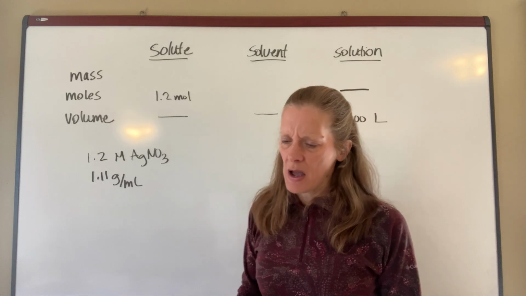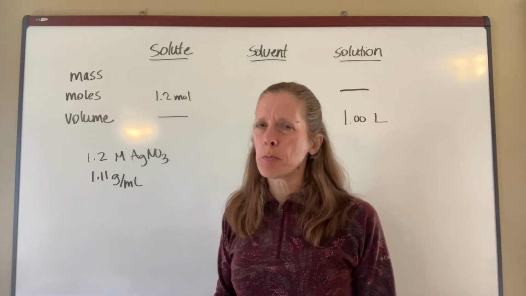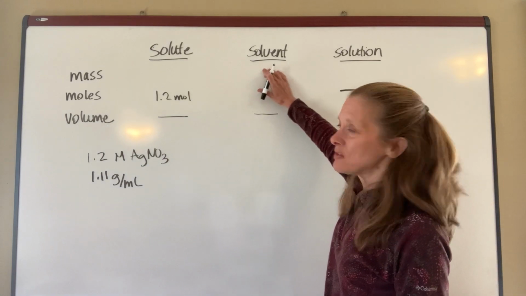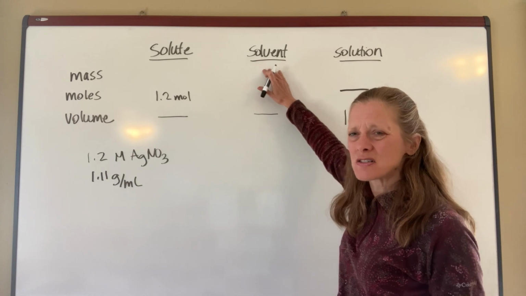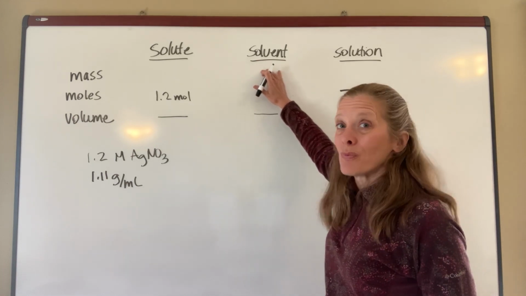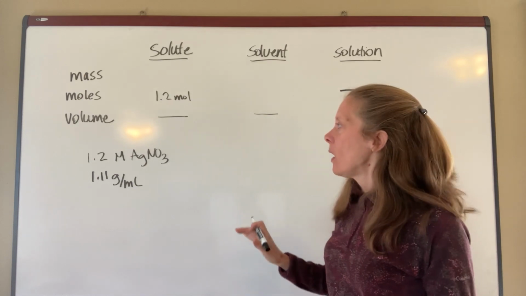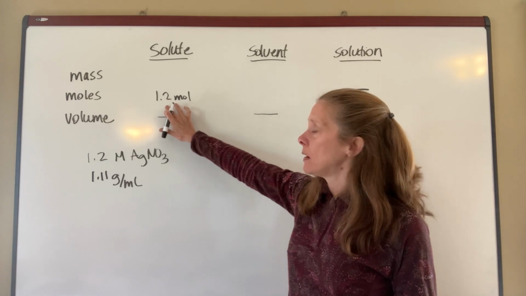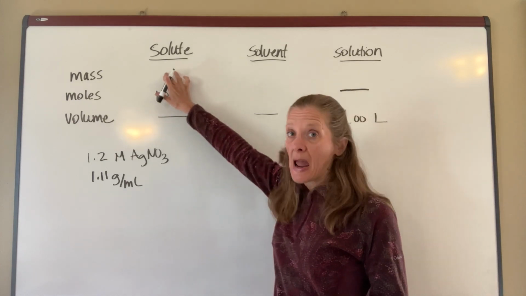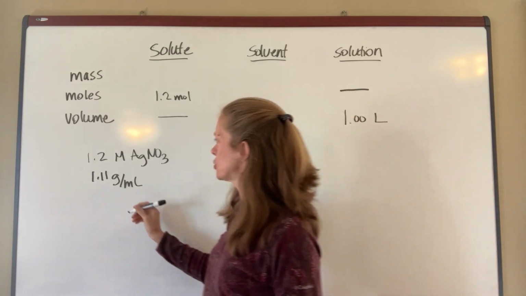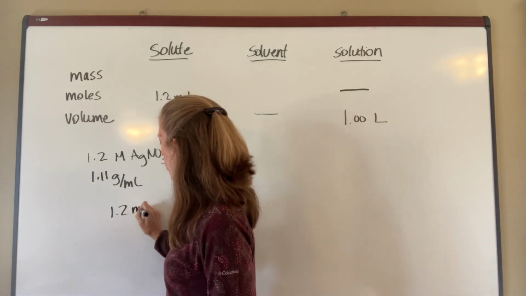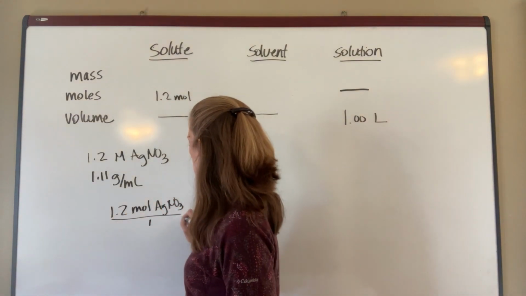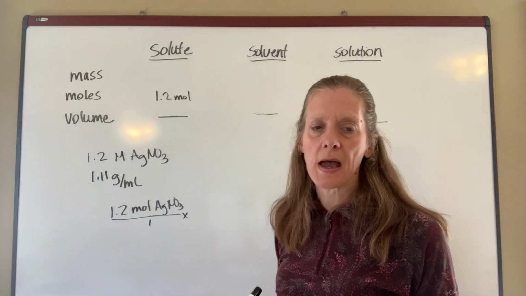Okay, now if I'm supposed to find the molality, I need moles and I need the mass of the solvent. Well, how on earth am I going to get the mass of the solvent? Okay, what can I figure out? So let's start with that. Well, I know that if I have 1.2 moles of the solute, I can get to mass from there, right? Okay, so let's start with that. So I have 1.2 moles of AgNO3, and I'm going to calculate the mass from that.